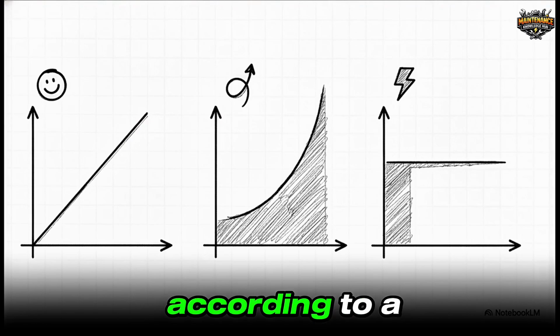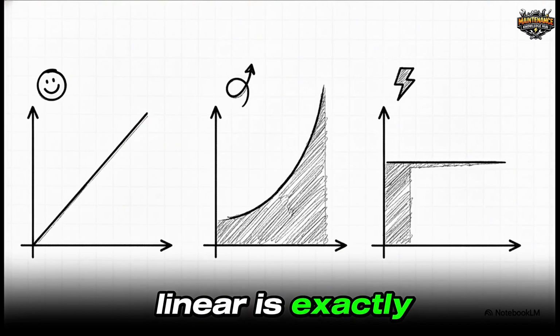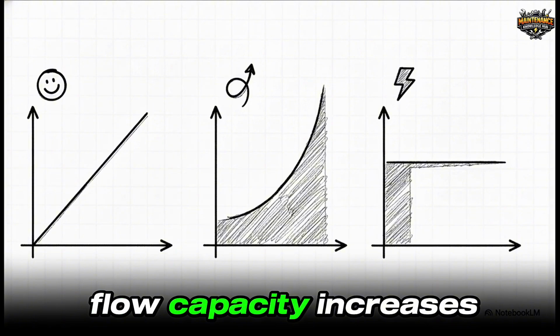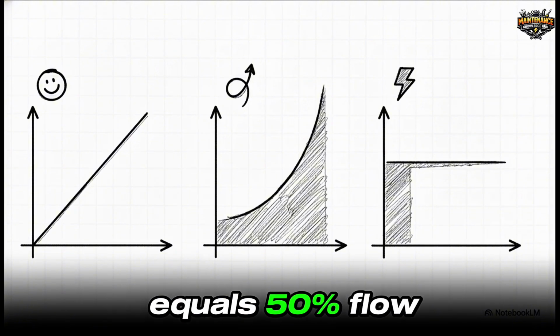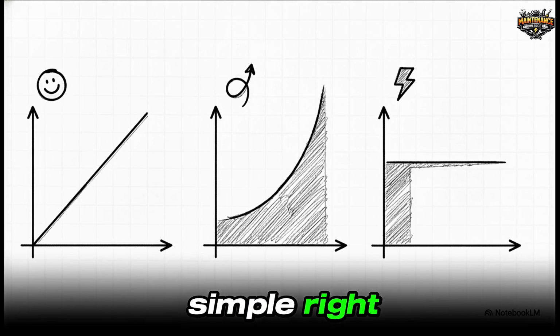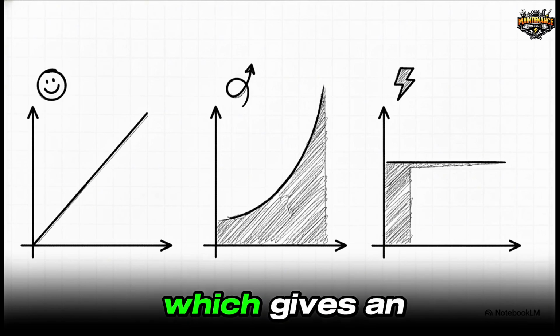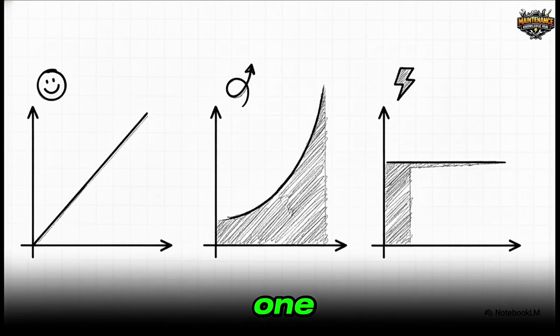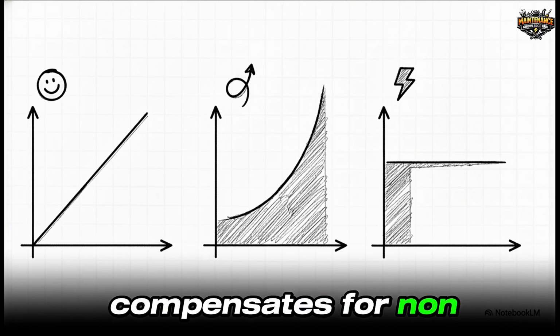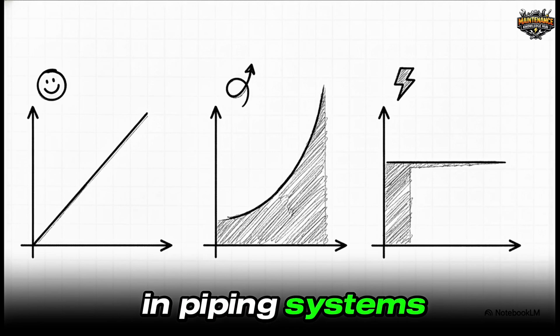A valve opens according to a very specific flow characteristic. Linear is exactly what it sounds like. Flow capacity increases directly with valve travel. So 50% open equals 50% flow. Simple, right? Then there's equal percentage, which gives an exponential flow increase. This is actually the most common one because it perfectly compensates for nonlinear pressure drops in piping systems.